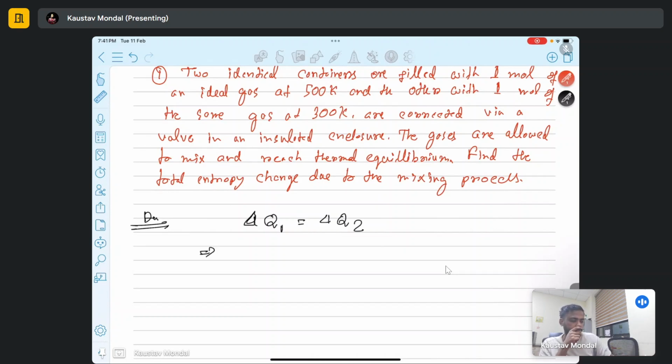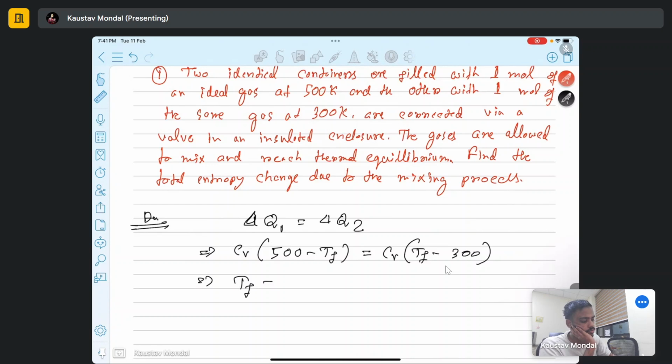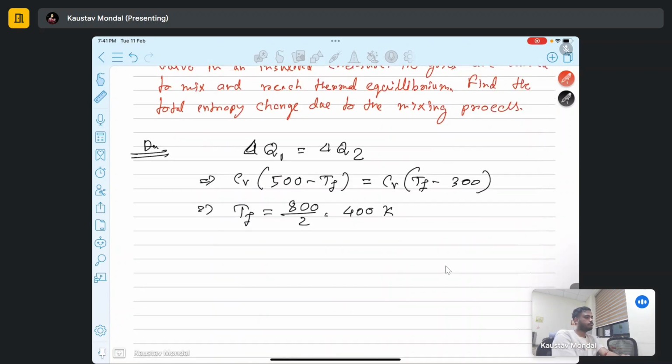So nCV, let's suppose this is the gas with the high temperature. The high temperature gas will lose temperature, 500 to TF, the final temperature, and the lower temperature gas will gain, TF minus 300. So TF will be 800 by 2, that gives 400 Kelvin. The final temperature will be 400 Kelvin, right?